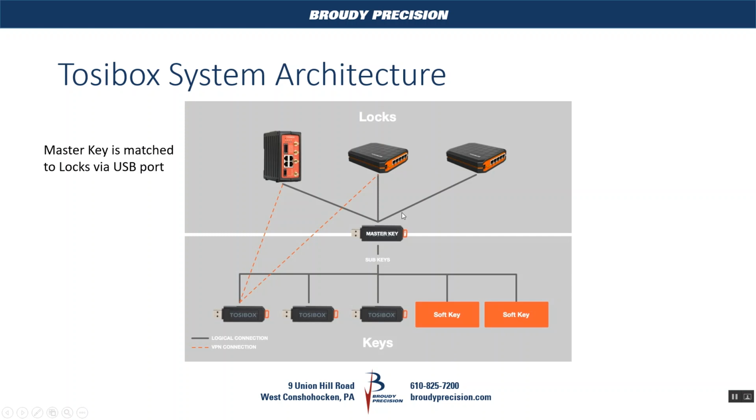So the way it starts is your master key is used to match up with your locks using the USB port on the locks. It's a couple second process. You plug the USB key into the lock, pull it out, and you're done. You're now linked up. From there, your master key is then plugged into a computer, and you can use it to set up subkeys, and those subkeys you would assign to users and give to users and assign access to whichever sites and locks they may need access to. You can see we have a couple of different options for our subkeys, but our master key always needs to be a USB hard key.